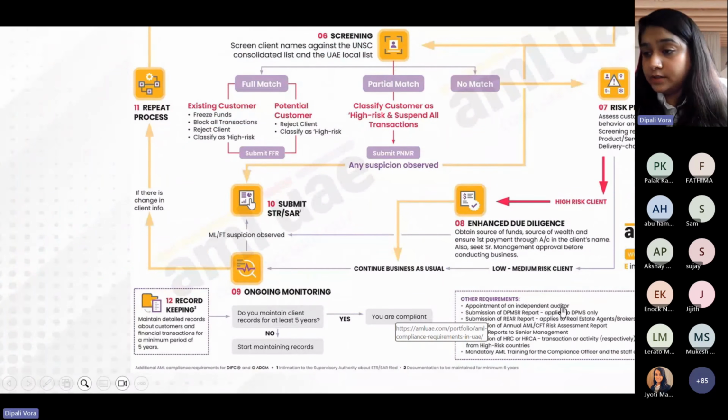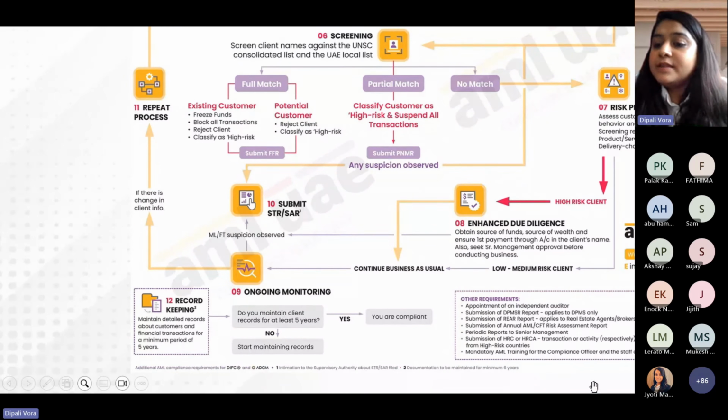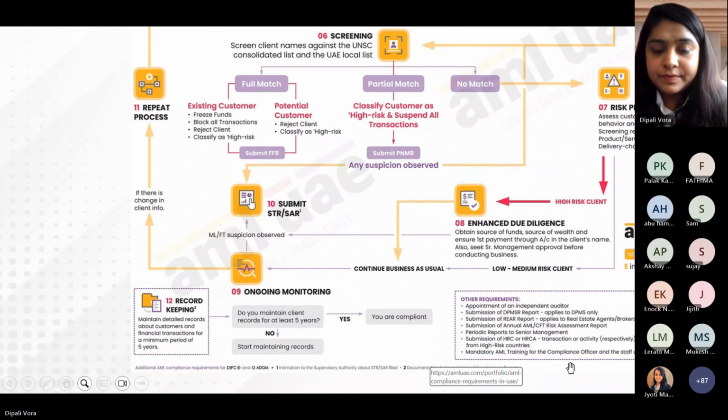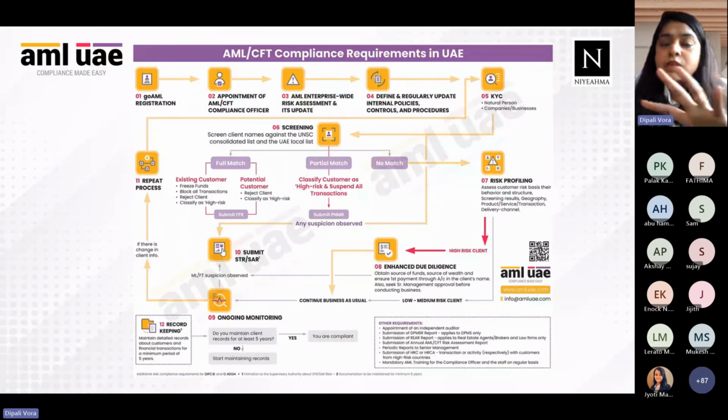appointment of an independent auditor, getting your AML audit done, submission of DPMSR and REAR reports. This is also something that we're going to touch on. AML CFT risk assessment report, conducting the risk assessment on a regular basis, periodic reports, semi-annual reports to senior management, filing of annual reports for those companies who come under DIFC and ADGM before the timeline, HRC reports, and mandatory AML training for the compliance officer and the staff. So this is the basic AML CFT structure in United Arab Emirates.